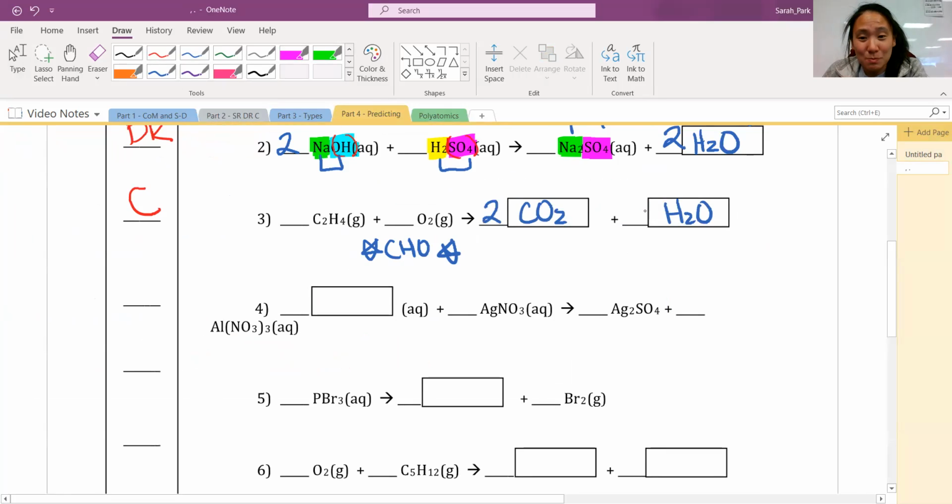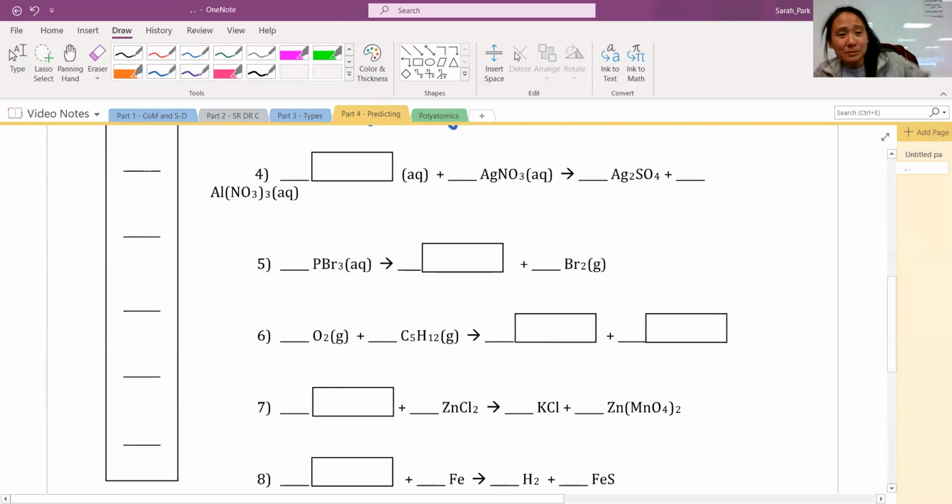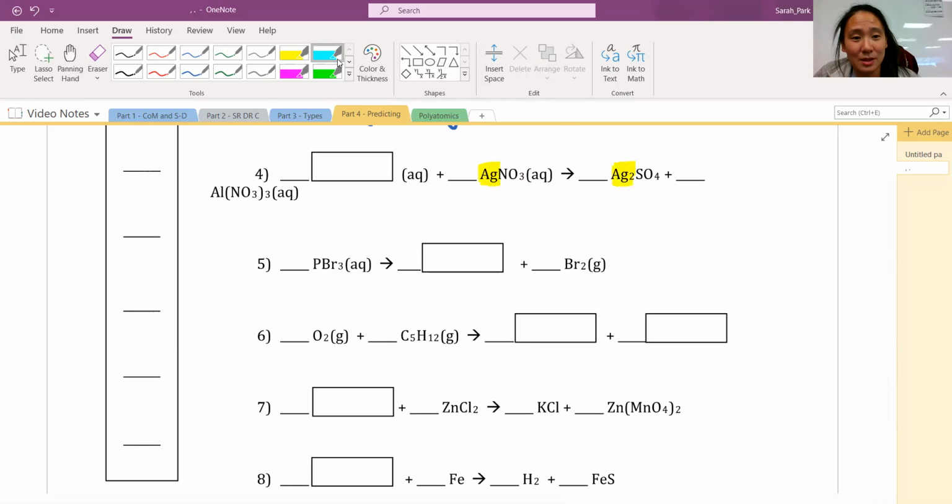Just for funsies, if I were to balance this really quick, 4, 5, 6, then it should look like this. All right, let me do one more example down here. You have a silver on the left and a silver on the right, so I'm good there. You see that there are 3 capital letters here, so there is a polyatomic here. So polyatomic NO3 is on both sides, so I'm good.